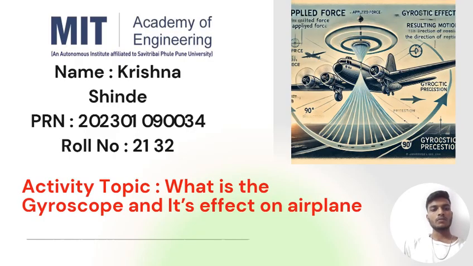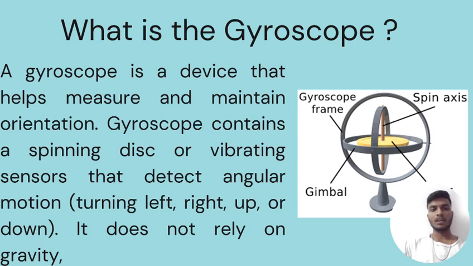The topic allotted to me is what is the gyroscope and its effects on an aeroplane. Let's start with what is the gyroscope. Basically, a gyroscope is a device used to measure and maintain orientation and angular momentum. It contains a spinning disc or vibrating sensors that detect angular motion, turning left, right, up or down. It does not relate to gravitational force.